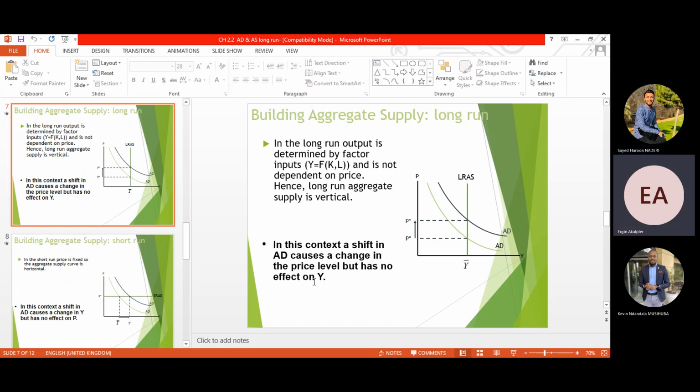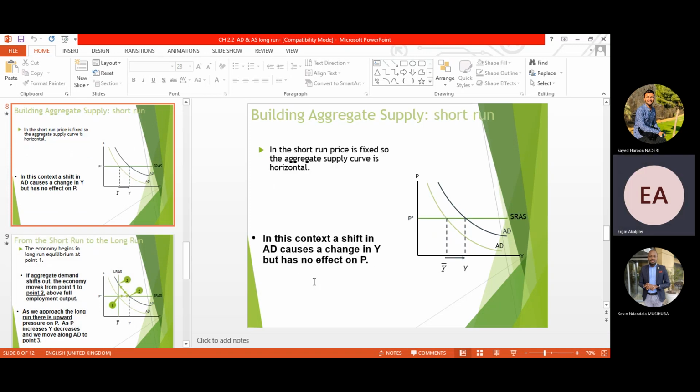Okay, then you are observing here the aggregate demand and aggregate supply in the long run. As you see, the long run aggregate supply curve is a vertical line, which is not affected by price changes, but the aggregate demand curve is affected, because when you are increasing the prices, some changes are realized in the aggregate demand, since the aggregate supply is constant. In the short run, price is fixed, so the aggregate supply curve is horizontal.